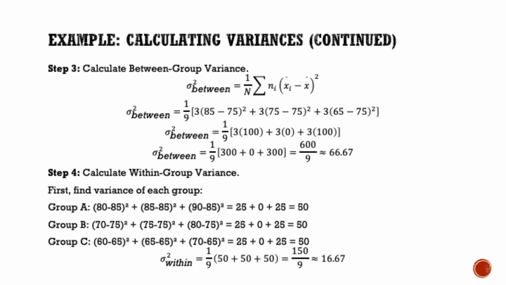First, we find the variance of each group. Each group has scores that deviate from their group mean by 5, 0, and 5, giving squared deviations of 25, 0, and 25. The sum for each group is 50. The total sum of squared deviations within groups is 150. Dividing by 9 gives us approximately 16.67.